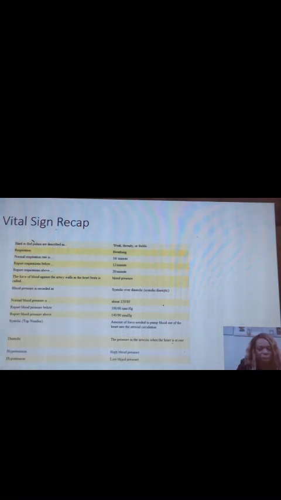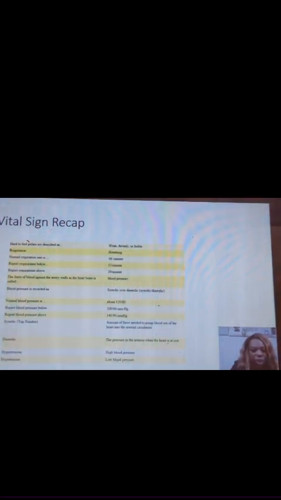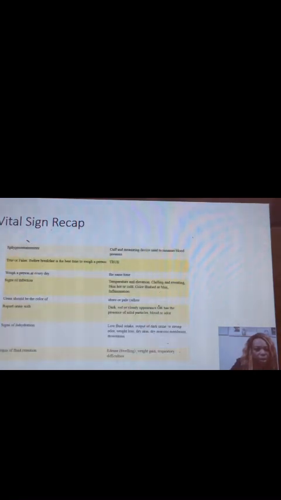Hypertension is high blood pressure, and hypotension is low blood pressure. We talked about the sphygmomanometer. It's a cuff and measuring device used to measure your blood pressure. The best time to weigh a person is going to be before breakfast. If you have to weigh somebody every day, make sure you use the same scale and weigh them at the same time.